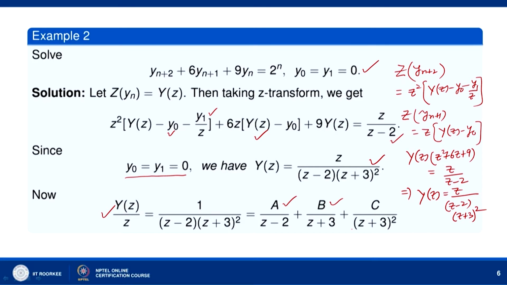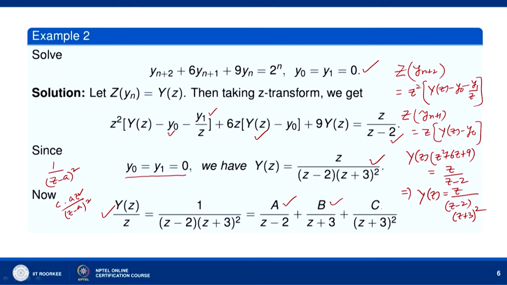Here in the last example on inverse z transform, corresponding to 1 over (z minus a) whole square, we had taken the fraction as c times a z divided by (z minus a) whole square. This z we have already taken in Y(z) over z. So, we have to consider c times a. What we can do here is this: A over z minus 2 plus B over z plus 3 plus C over (z plus 3) whole square.